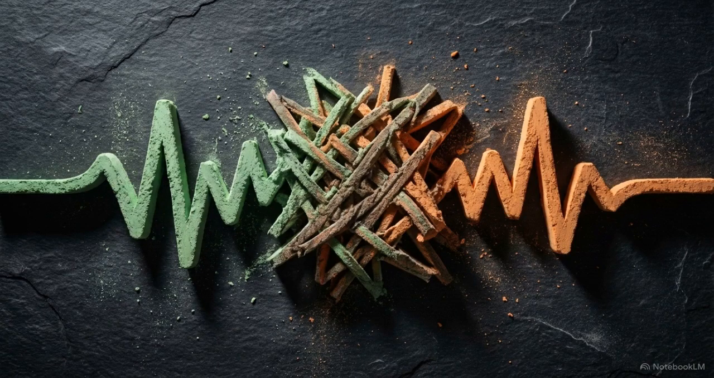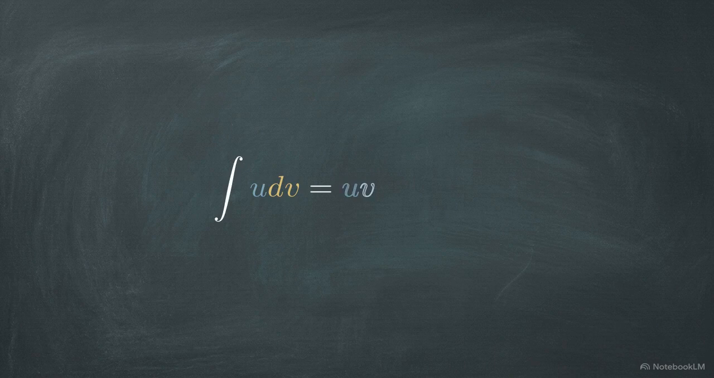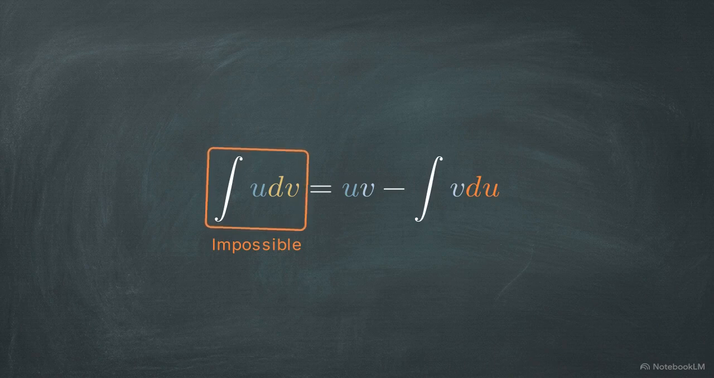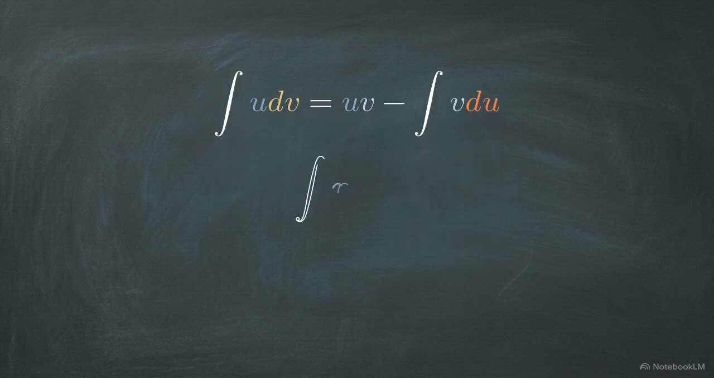Another mathematical roadblock occurs when two entirely different functions are multiplied together, rather than nested. To resolve multiplied functions, we apply a structural method called integration by parts, which reverses the product rule. The formal rule states that the integral of u with respect to v is equal to u times v minus the integral of v with respect to u. The strategic intent here is not to solve the equation in one step, but to trade an impossible integral on the left side for a completely new, manageable integral on the right side.